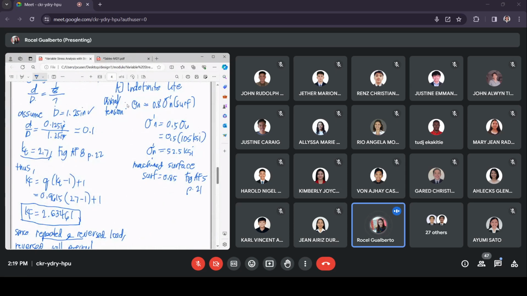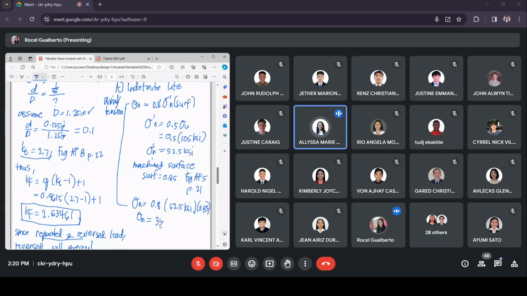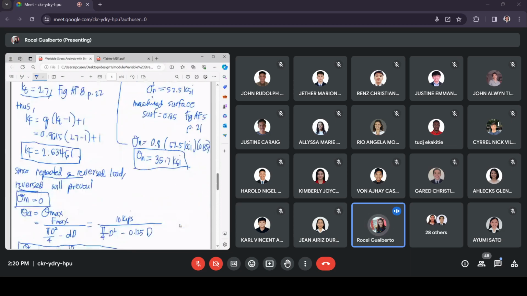So, having this, you can now solve for sigma n. Sigma prime n is 52.5 KSI, and the surface factor is 0.85. So, what would be the value? Kindly compute. 35.7 KSI. Okay? So, all components of the Soderberg equation are now completed.